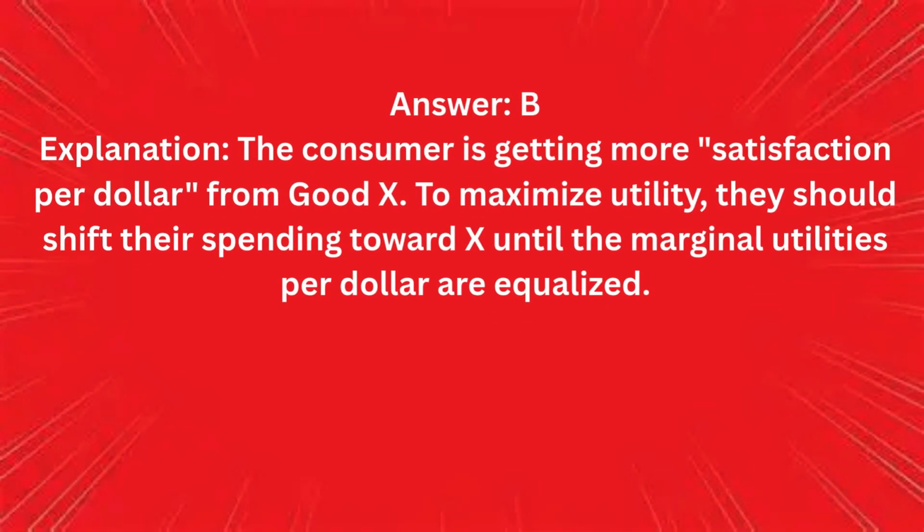Answer, B. Explanation: the consumer is getting more satisfaction per dollar from good X. To maximize utility, they should shift their spending toward X until the marginal utilities per dollar are equalized.